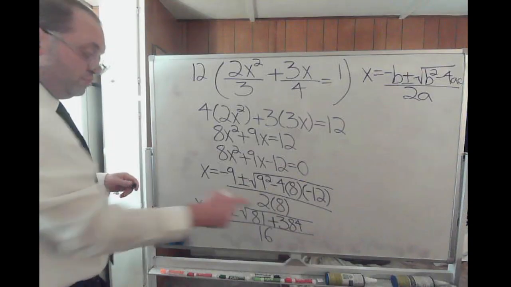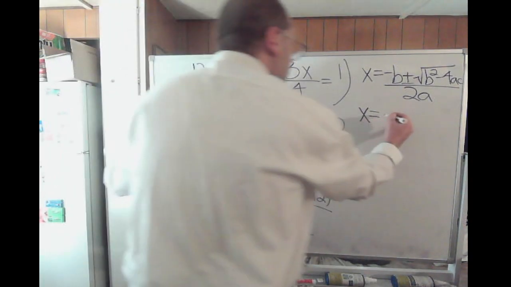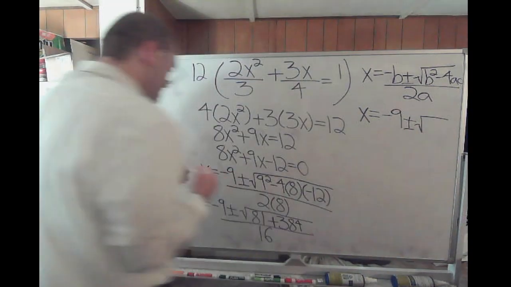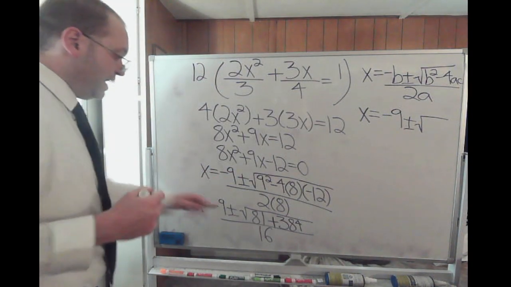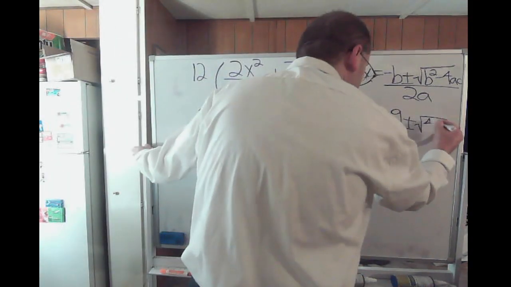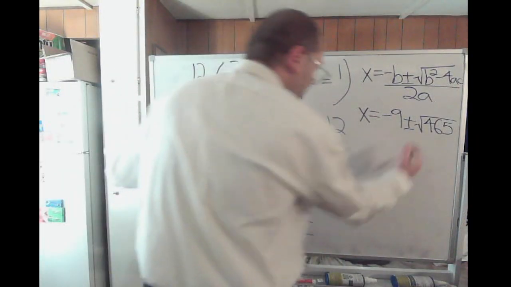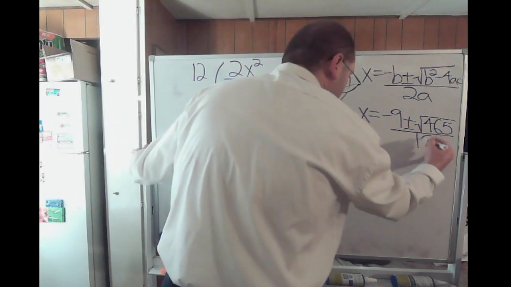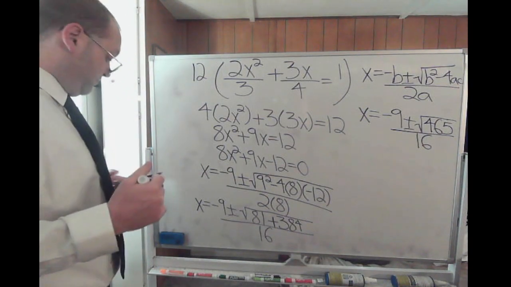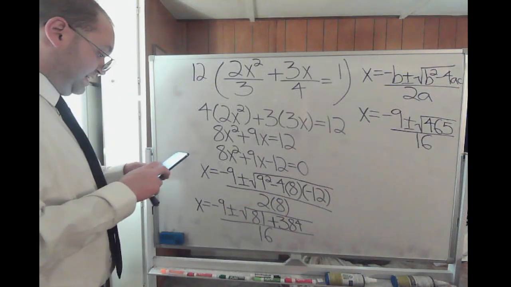Which means I'm going to move this over here now. You'll have x is equal to negative 9 plus and minus the square root of, let's see, 81 plus 384 is 465, all over 16, which begs the question, can the square root of 465 factor any further? Let's see here.